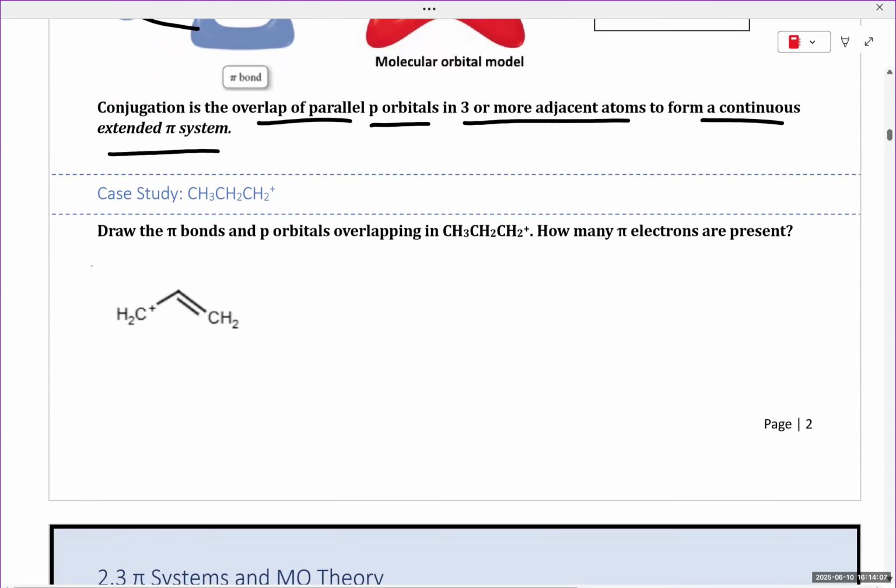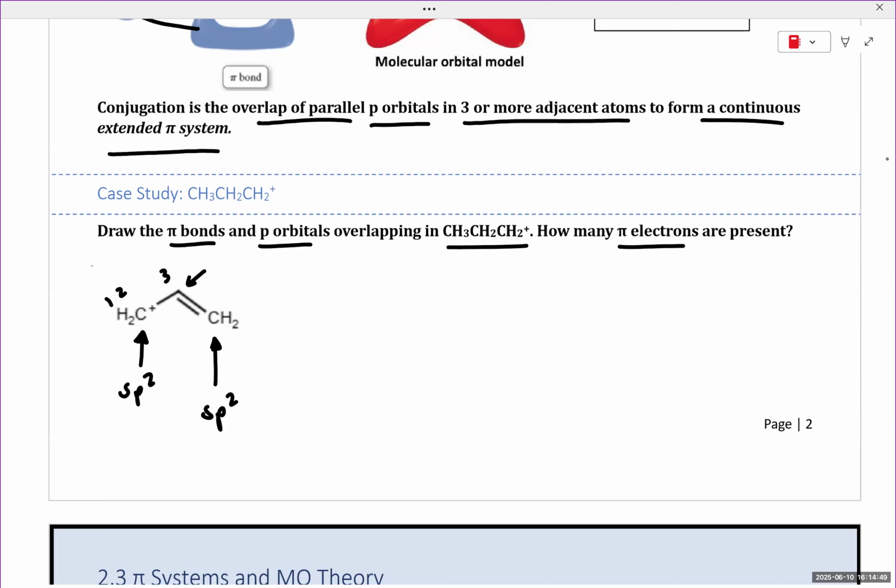Let's look at a case study here. In this case, we're going to want to draw the pi bonds and p orbitals overlapping in the following cation. And then we're going to answer the question, how many pi electrons are present in this system? So first and foremost, this carbocation has an sp2 hybridization. How can we tell? We have 1, 2, 3 bonded atoms, and thus to form the required 3 sigma bonds, this carbon adopts an sp2 hybridization. Likewise, this carbon on the right will also adopt an sp2 hybridization.